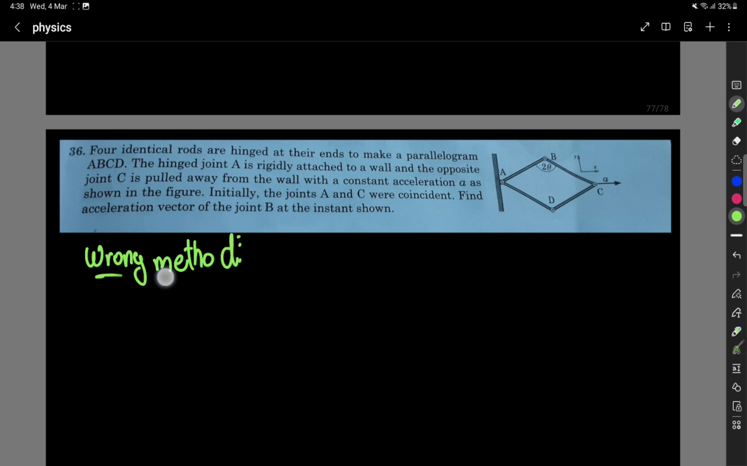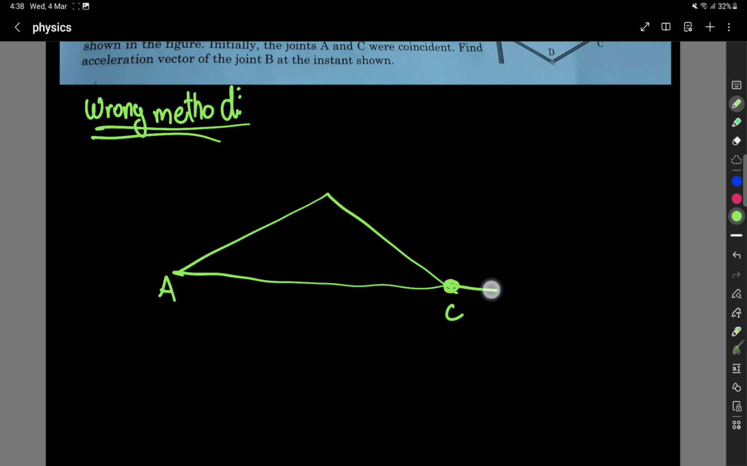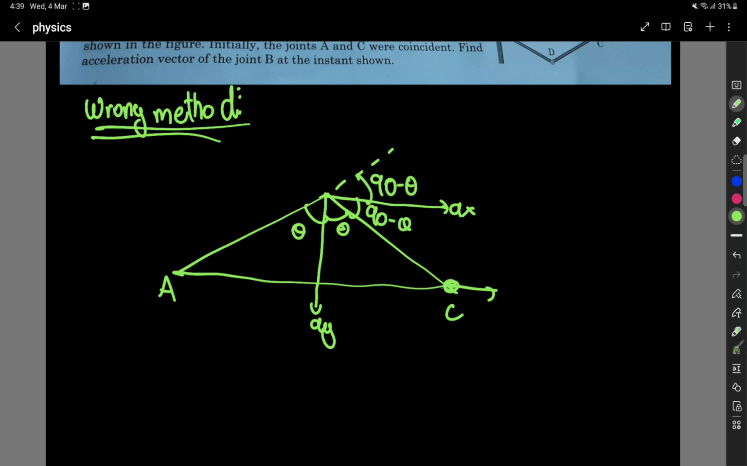That is, this be A, this be C, this be the AX component of B, AY component of B. So in the geometry of the problem, we can come to the conclusion that this will be theta, this will also be theta, this will be 90 minus theta, this will also be 90 minus theta.